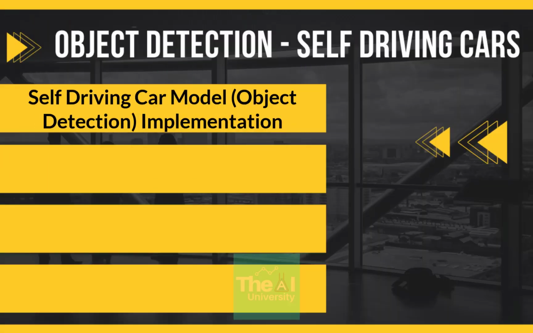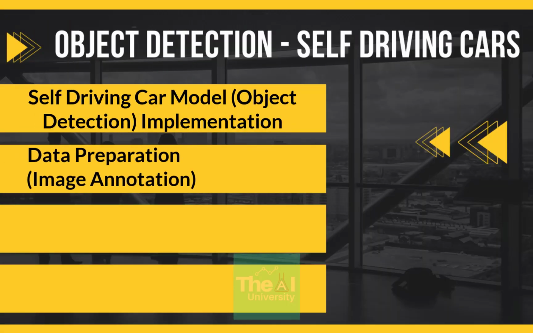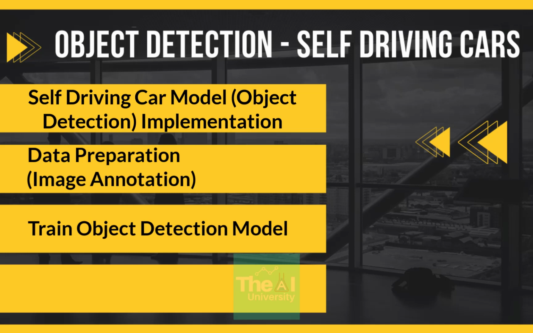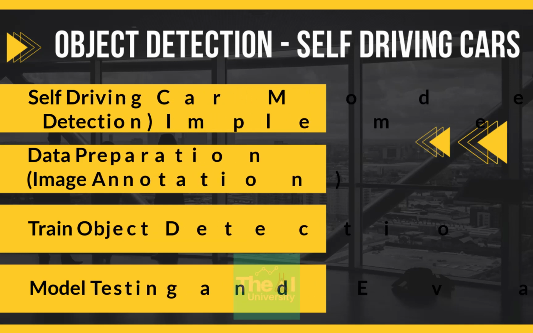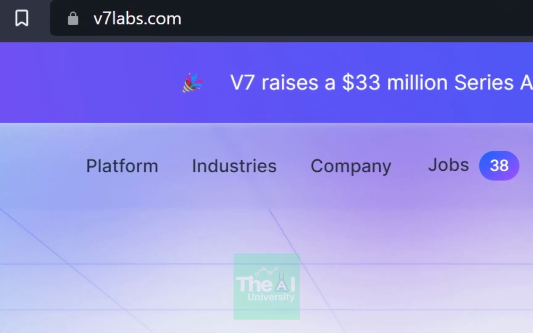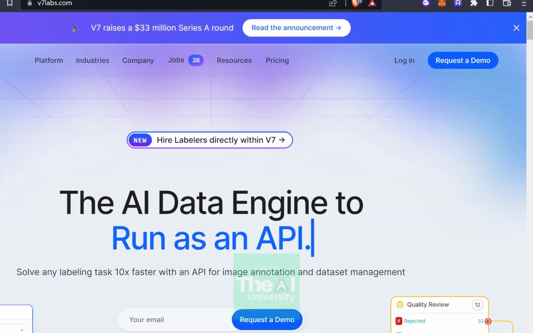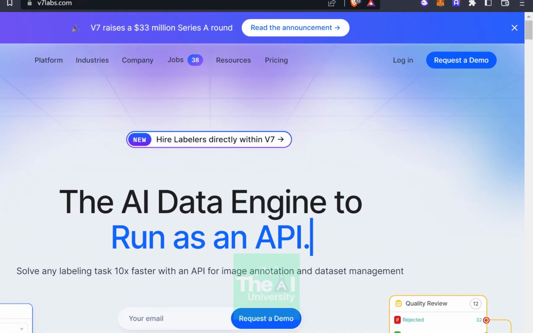The next video will pertain to data preparation, where I will be showing you how to annotate or label the image data using bounding boxes as well as using the auto annotation feature. In the third video, I will show you how to train an object detection model on a labeled image dataset, and then we will be moving to model testing and evaluation. We will do everything from scratch in a step-by-step manner using a platform known as V7 Labs. They have a product called Darwin, which we will be making use of throughout the series.